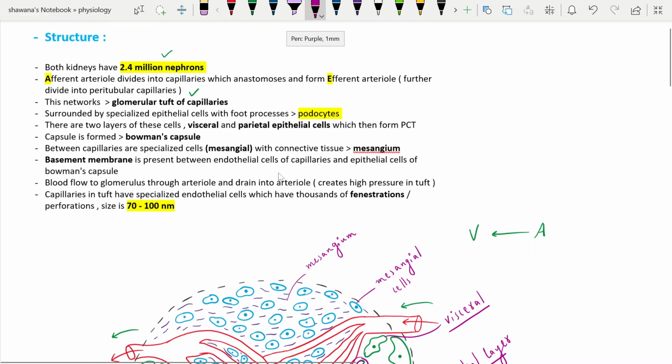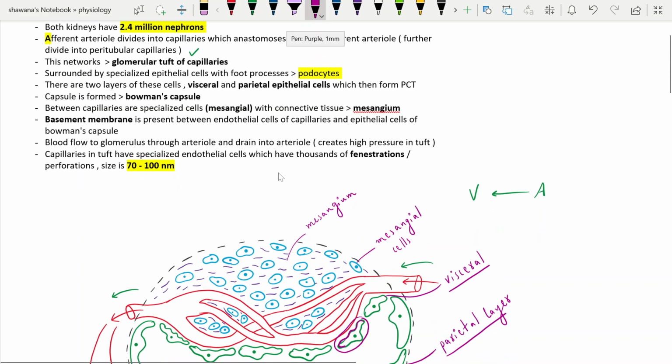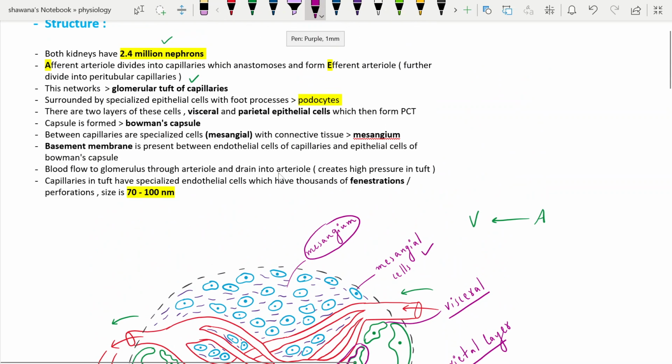Okay, after that, the capsule is formed between the visceral and the parietal epithelial cells, enclosing Bowman's space. It is known as Bowman's capsule. This glomerular tuft of capillaries is surrounded by a connective tissue known as the mesangium. It is a connective tissue and it contains mesangial cells. We will discuss the functions and properties of mesangial cells at the end of this lecture.